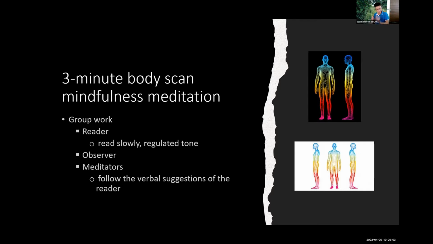And then we have a meditator, or meditators, who would simply follow the suggestions of the reader for that 3 minutes or so. After that you could change roles. So let's give maybe 2 or 3 rotations, about 10 minutes, let's say, for everybody to do this. So once again, note the instructions here. We have the role of a reader, the role of an observer, and the role of a meditator. Let's see if there are any questions before I split you all into your breakout rooms.